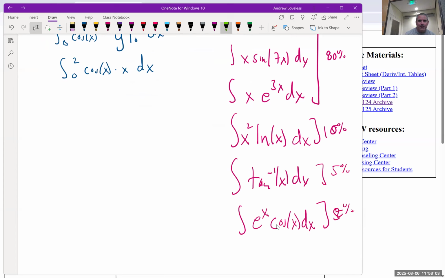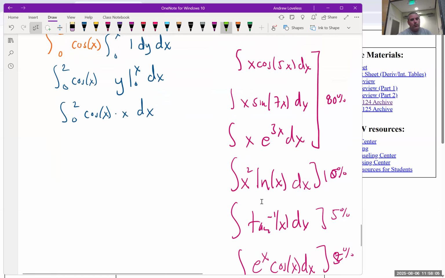5%, 5%. There's my percentages. For the most part, that's it. Products, logs, and inverse trigs. Sometimes you have an x squared, which means you have to do integration by parts twice. But those are the things that are good for those situations.